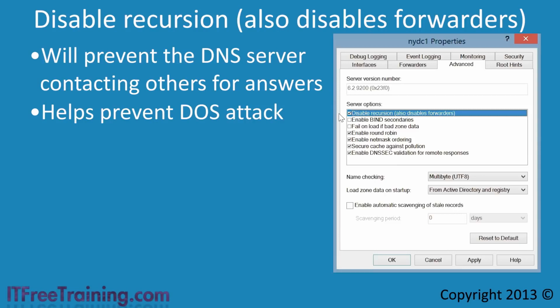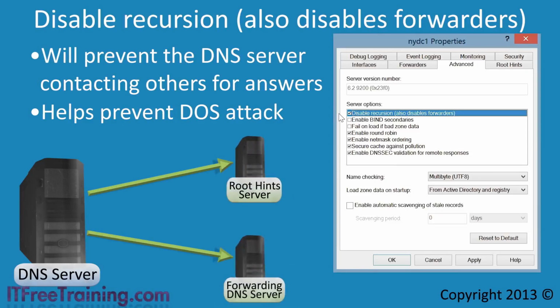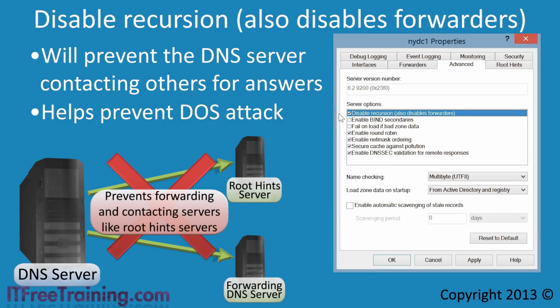This is when an attacker sends a large number of requests at the DNS server at once. Since the DNS server is so busy trying to resolve these illegitimate requests, it prevents it from resolving legitimate requests. If you have a DNS server configured to contact the root hints server to resolve the client DNS queries, or it is configured to forward DNS requests to another DNS server, this will be disabled when you enable this option. If the DNS server cannot answer the query using data on the DNS server, the client will receive a message stating the DNS query could not be resolved.